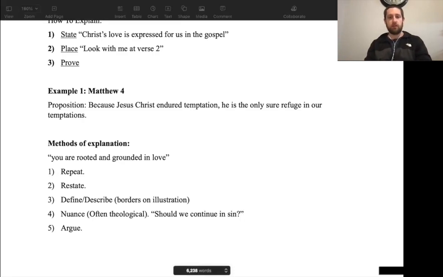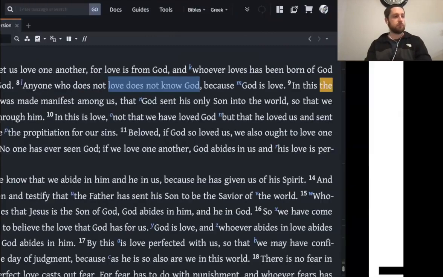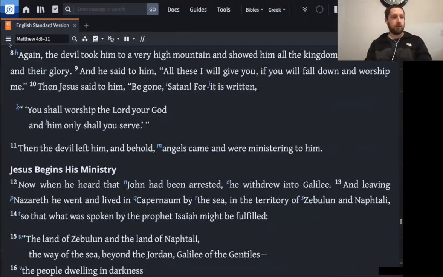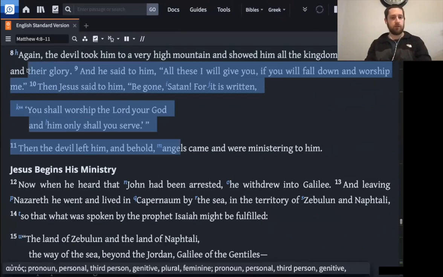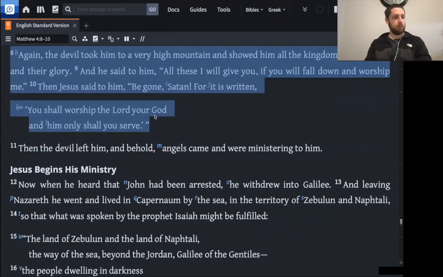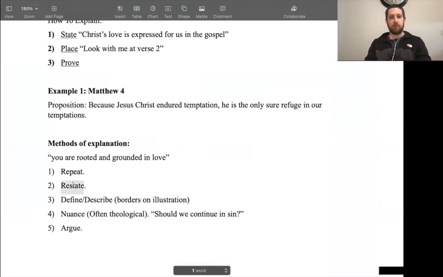So let's look quickly at Matthew 4 again, and look at 4:8 through 11. So if we wanted to repeat this, especially through verse 10, my proposition once again is, it's because Christ overcame temptation. He is the only sure hope in our overcoming temptation. So then if I read this text for a narrative, I can say, do you see, this is repeating, let me repeat. Do you see here that Christ overcame temptation? That's all I'm doing. I'm just saying it. Let me restate it.